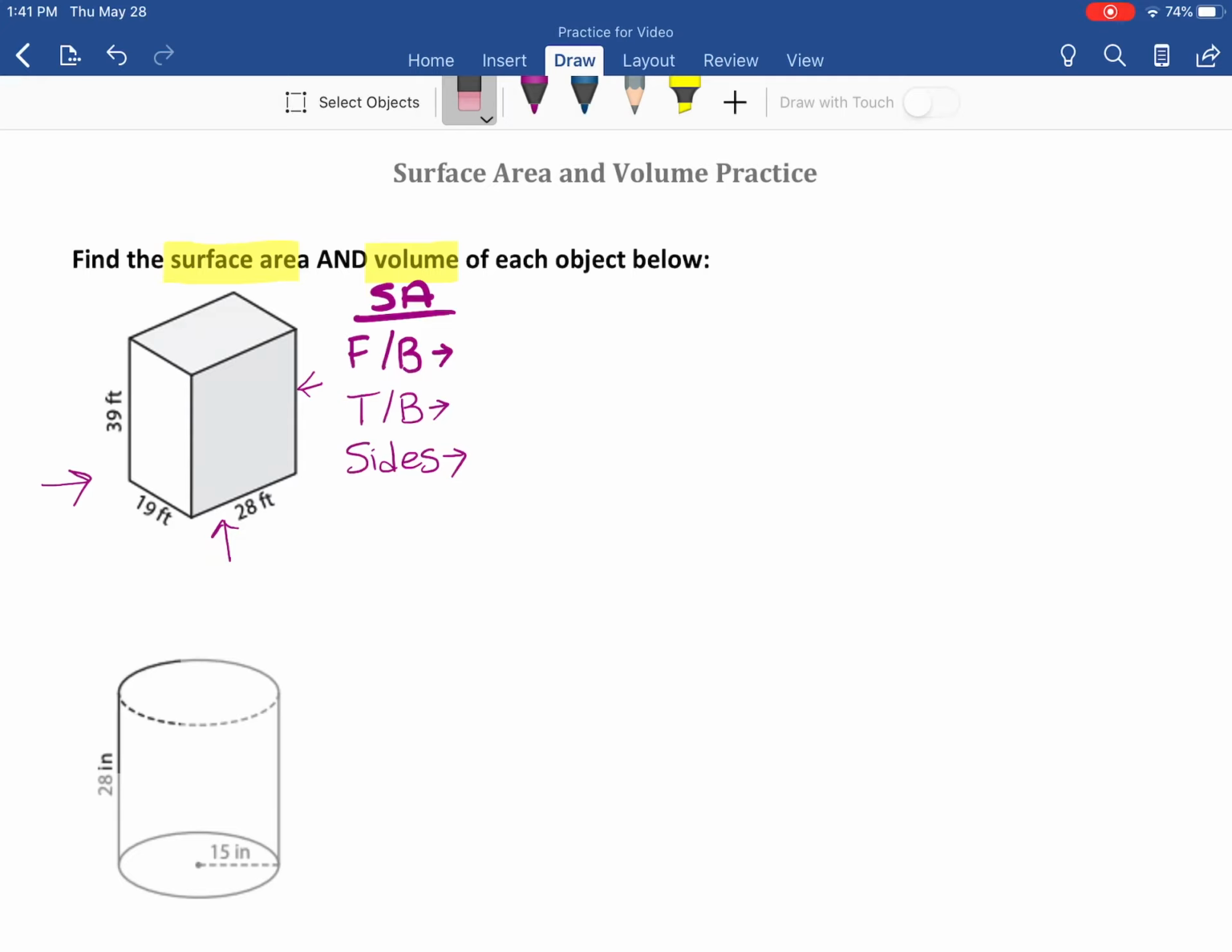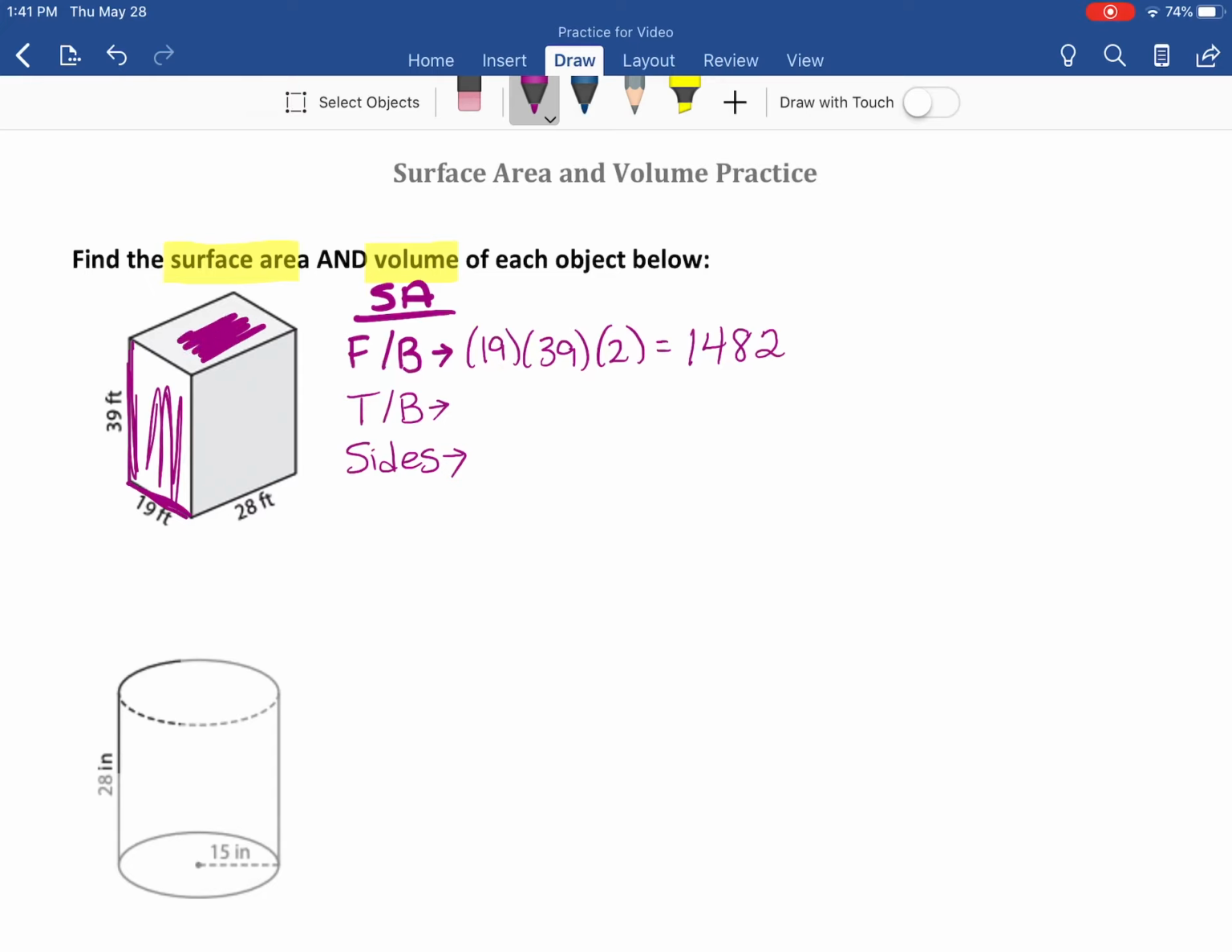So if I'm talking about the front and the back, remember these are rectangles, so we're looking at length times width. Here it is going to be 19 times 39, and I'm going to double it because the front and the back are exactly the same size. And when I punch that in my calculator, I get 1,482.